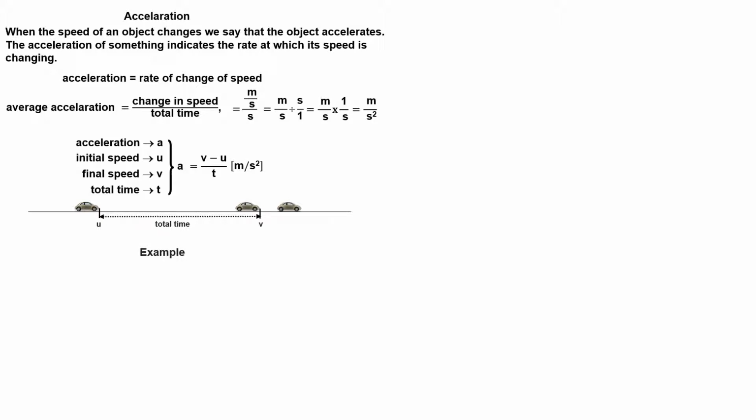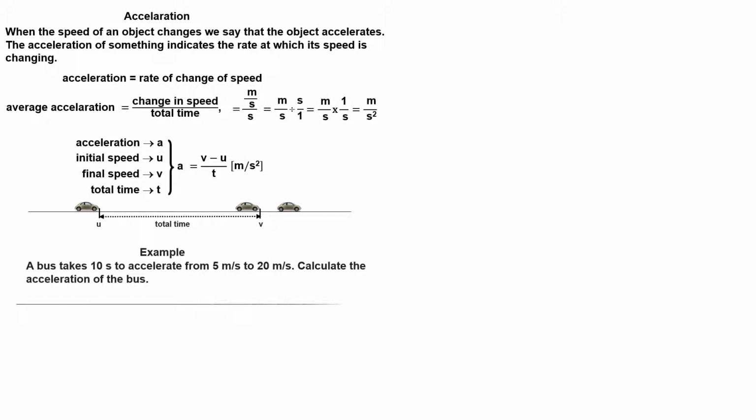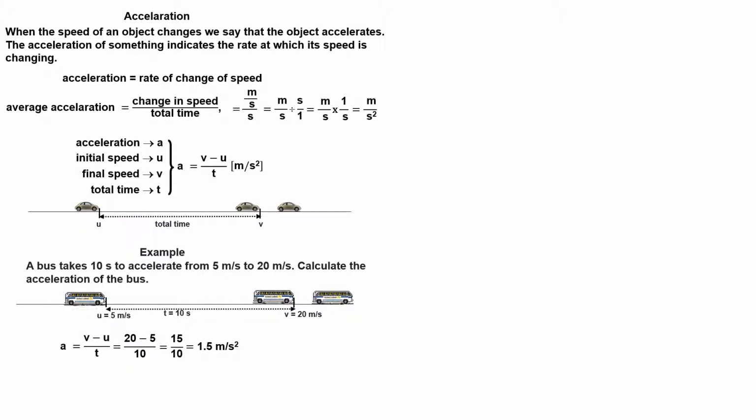Example. A bus takes 10 seconds to accelerate from 5 to 20 meters per second. Calculate the acceleration of the bus. Initial speed is 5, final speed is 20 meters per second. Total time is 10 seconds. Take the formula and substitute the values into the formula. The acceleration of the bus is 1.5 meters per second squared. It means the speed of the bus increases 1.5 meters per second every second.